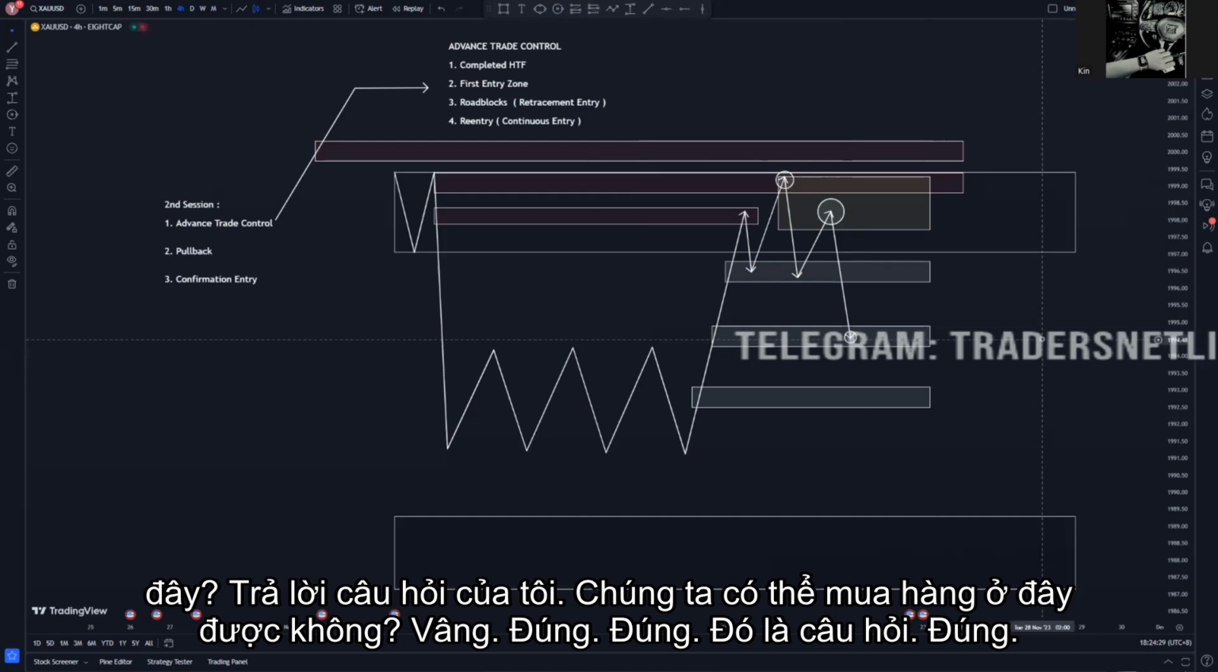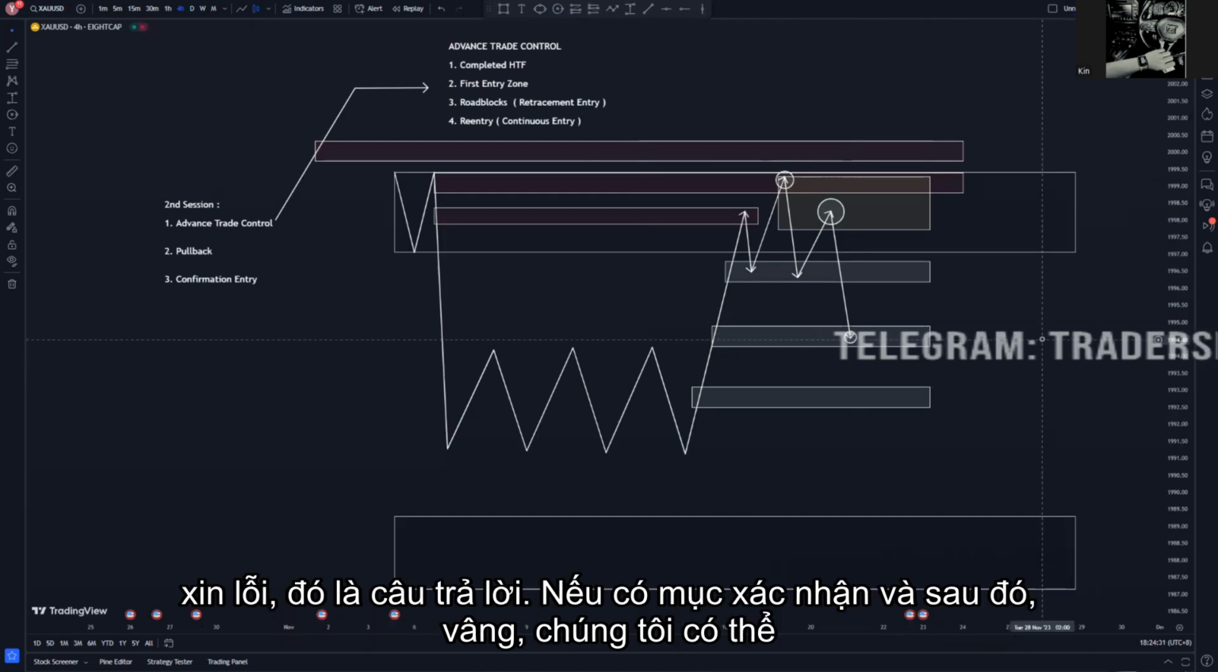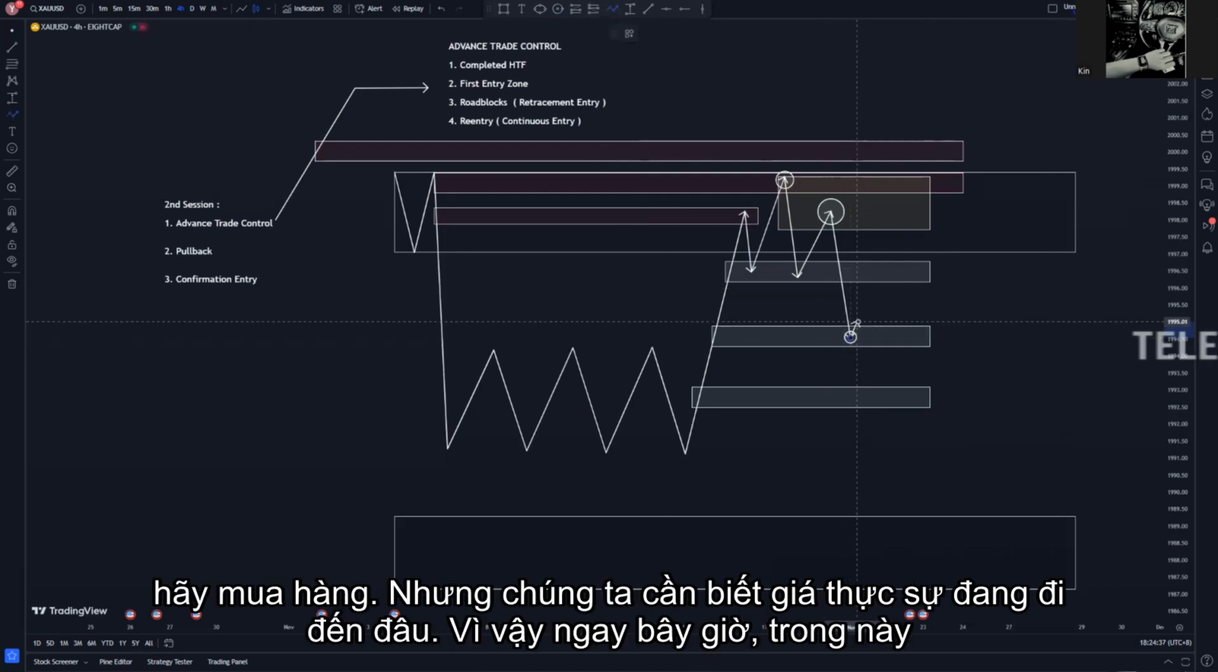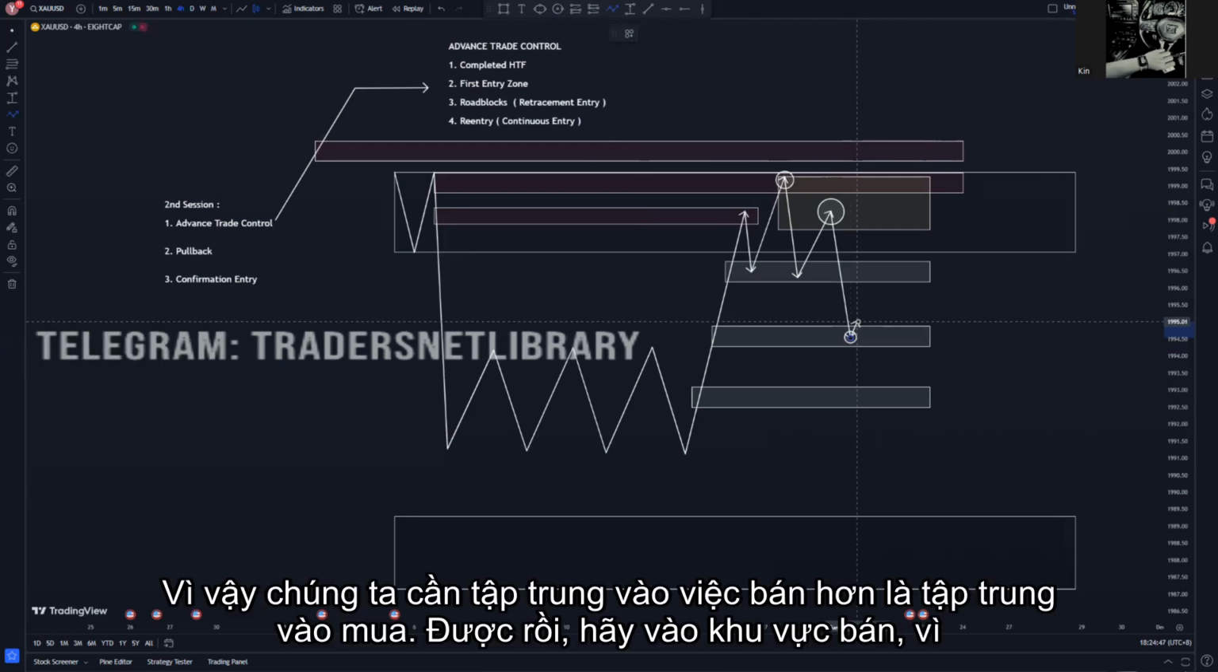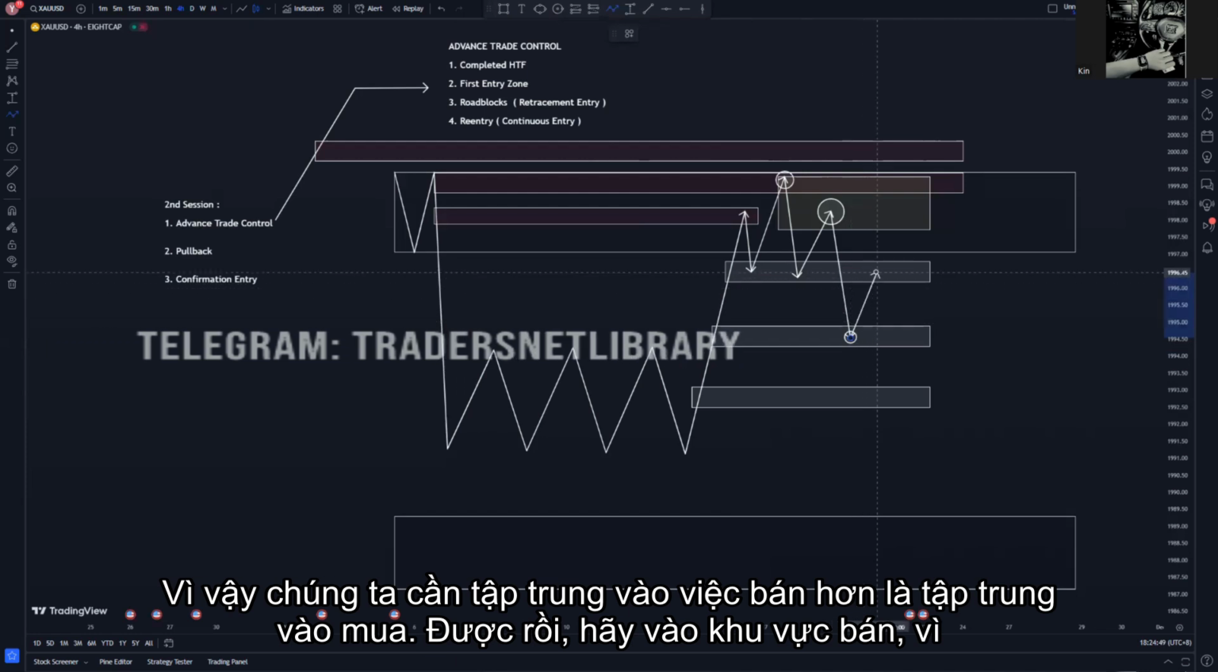Yes, that is the answer, if there is a confirmation entry, then we can take a buy. But we need to know where the price is really going. Right now, in this scenario, the price is going to the sell zone, going from the sell to the buy zone. So we need to focus on the sell more than on the buy.